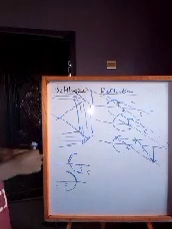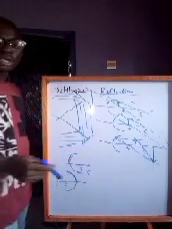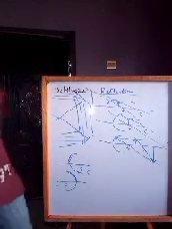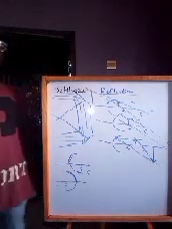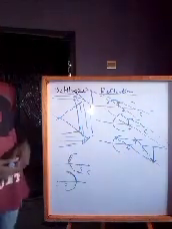Note, your image will actually be diminished, but in this drawing it is not drawn to scale. That's why it looks magnified, but your image is actually diminished. When you have your object between your center of curvature and your focus, your image will be diminished. It will be inverted, and it will be formed behind the center of curvature.